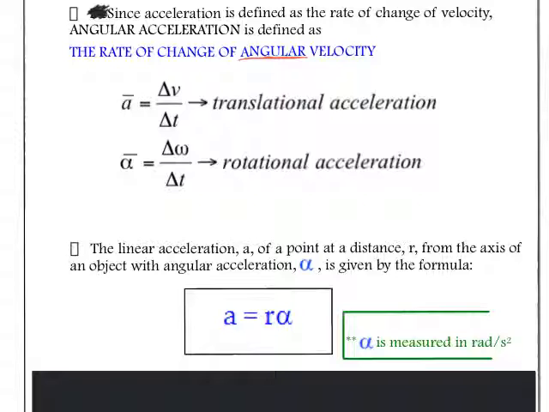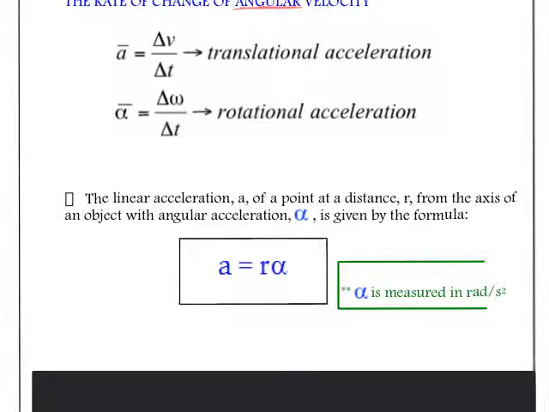And to relate the translational or linear acceleration with this rotating or angular kind, we can put those together in this formula. So our regular acceleration, which is the a, would be equal to the radius of the circle that you're rotating about times the angular acceleration. Remember from last semester, regular acceleration was meters per second squared. Radius should still be in meters, and now our angular acceleration is radians per second squared.